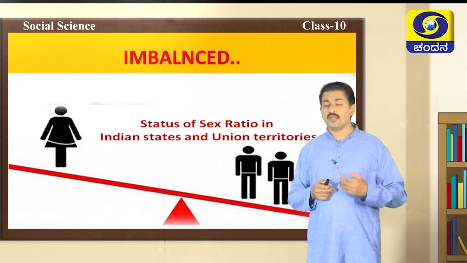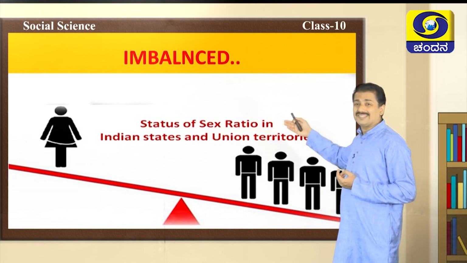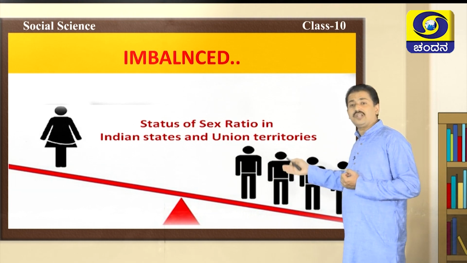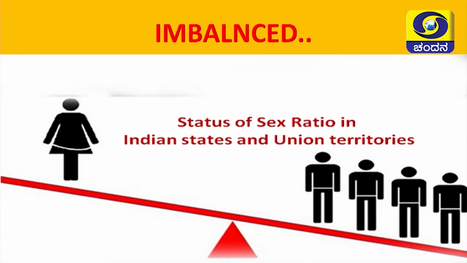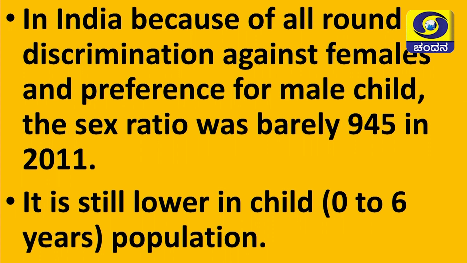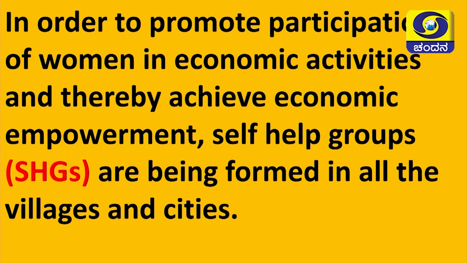So, this is shocking. In this picture, I am showing you the status of sex ratio in Indian states and Union Territories. For every 1000 there are less than 850 or 800 women. This needs to be tackled. In India, because of all round discrimination against females and preference for the male child only, the sex ratio was barely 945 in 2011, and it is still lower in children between 0 to 6 years of population. This is also a shocking thing.